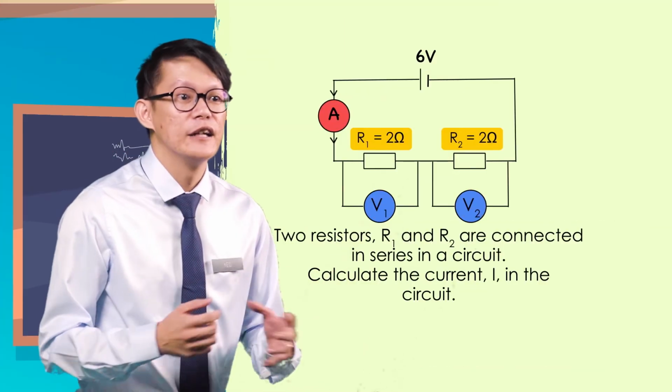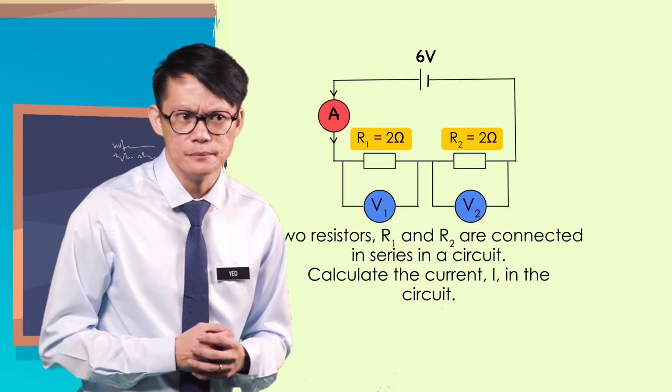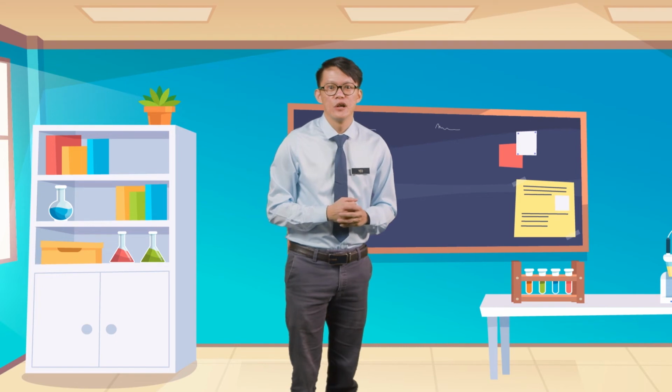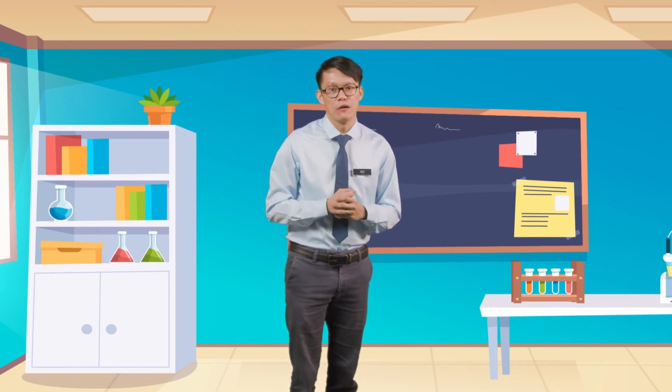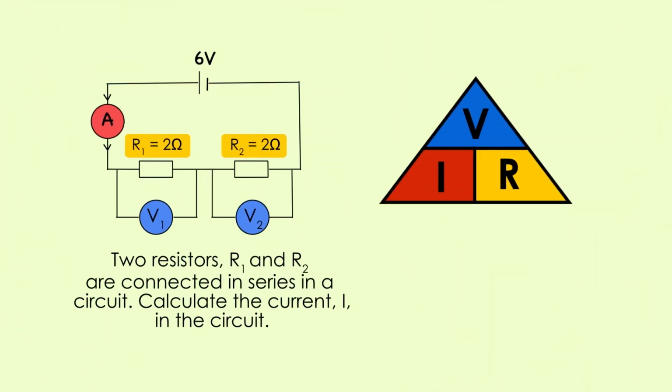Can you name the formula we are going to use in order to solve the problem? Yes, that is correct. To solve this problem, we must use Ohm's law. Current is equal to voltage over resistance. So, 6 volts of voltage divided by 4 ohms of resistance is equal to 1.5 amperes of current.